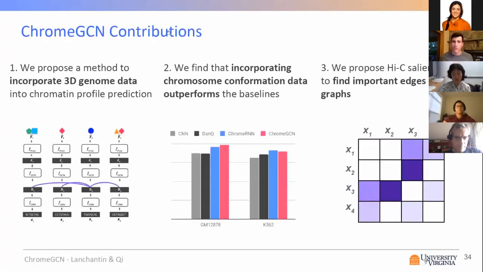So just in conclusion, we propose a new method for incorporating chromatin contact information for this chromatin profile prediction task. And we found that incorporating this type of 3D data helps improve prediction accuracy. And lastly, we propose a new method to find the important Hi-C edges from the Hi-C graph.